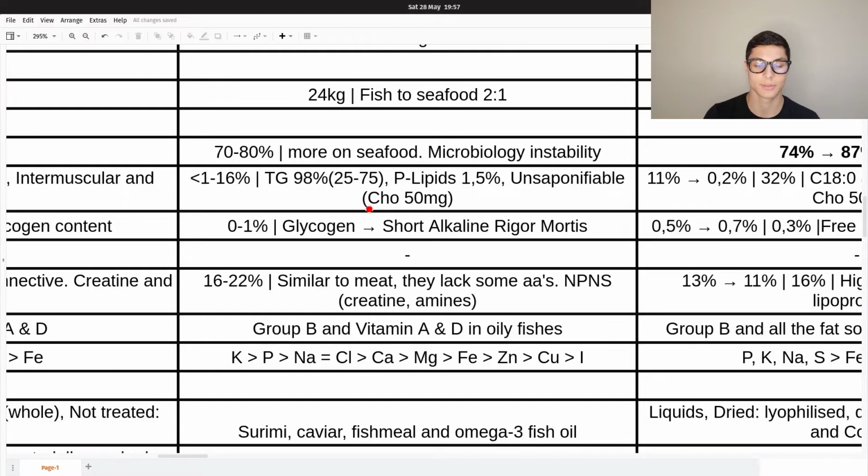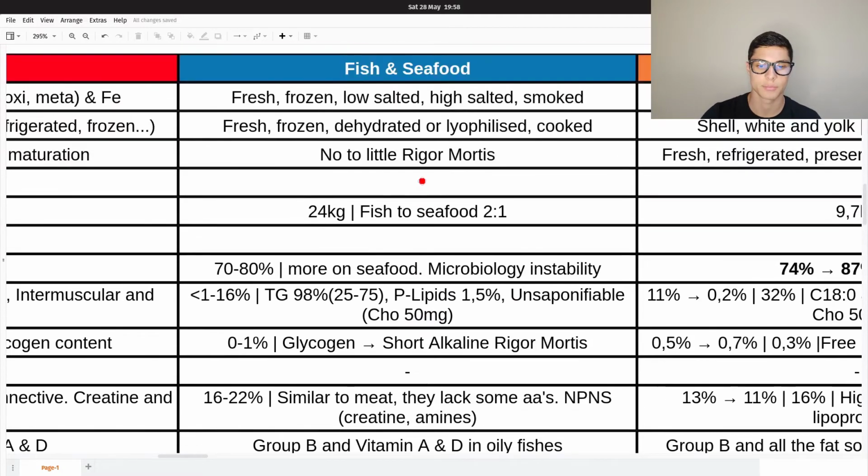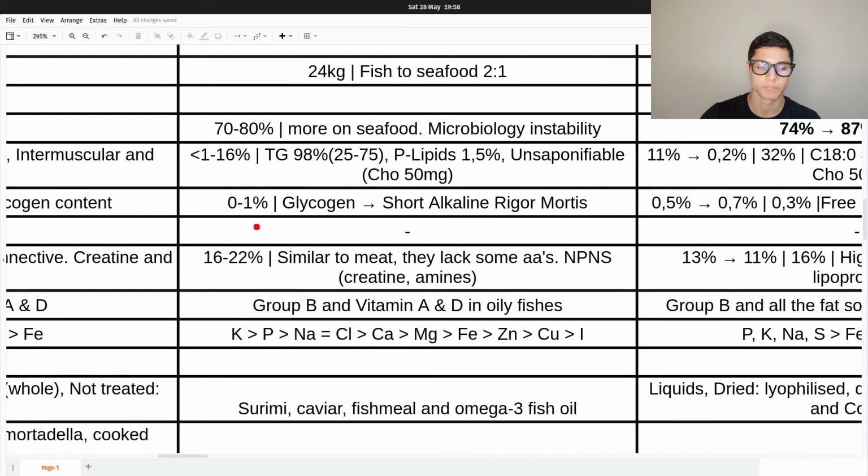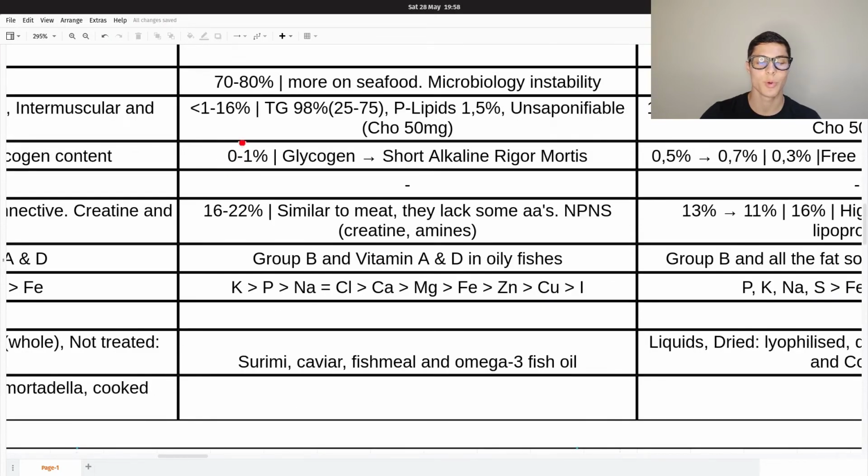And here basically it says that they have more unsaturated fats than saturated. Phospholipids are 1.5% of that fat. And then we have the unsaponifiable part, and the cholesterol is only 50 milligrams. And there is more in the seafood. Carbohydrates, 0 to 1%. It depends again on the glycogen.